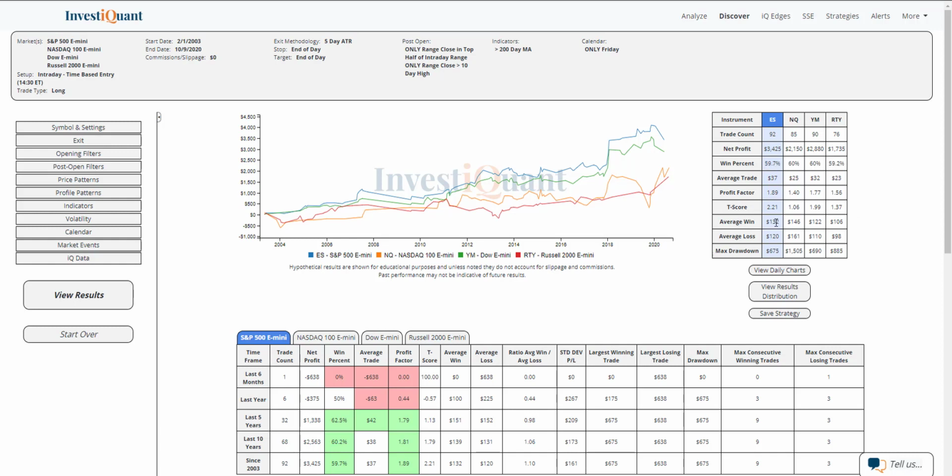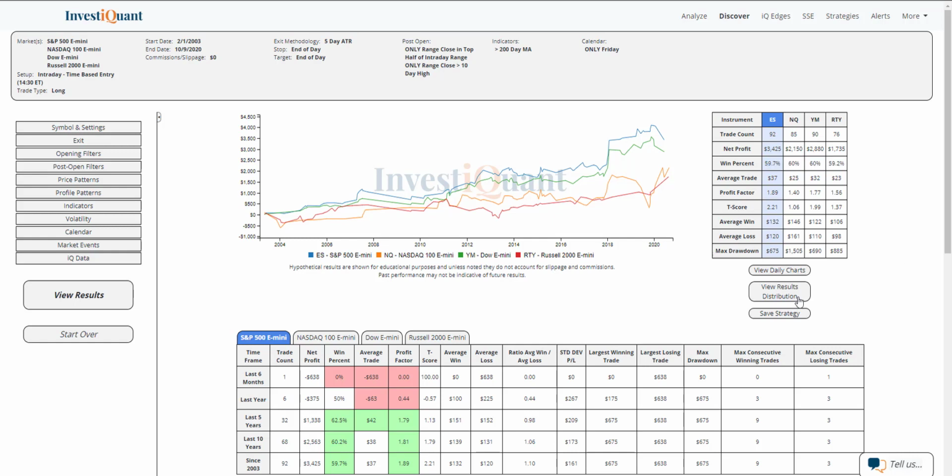And if we look at the average win to average loss, the average win in the S&P is pretty similar to the average loss size. Same with the NASDAQ. The average win and average loss are pretty similar. That is also true for the YM and the Russell. So all of these have fairly similar average win and average loss, but the win rates are all skewed a little bit on the bullish side historically.